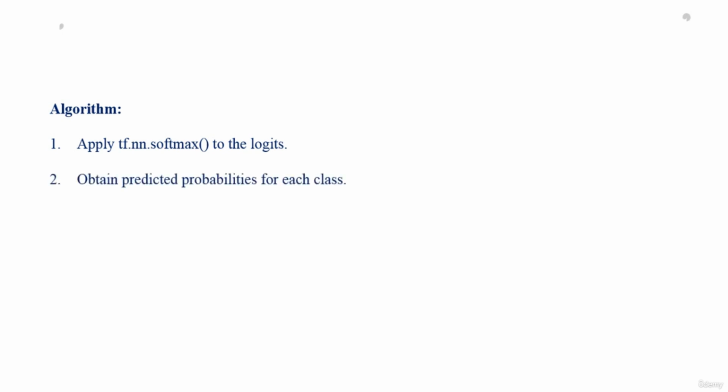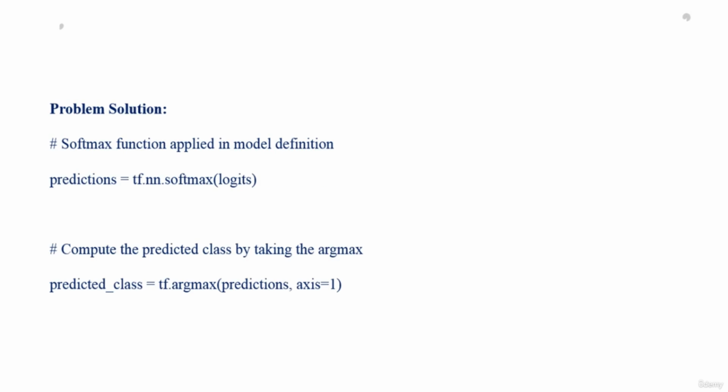Algorithm. Apply tf.nn.softmax to the logits. Obtain predicted probabilities for each class. How code is working: the softmax function converts the raw model outputs, logits, into probabilities for each class. tf.argmax is used to determine the class with the highest probability.